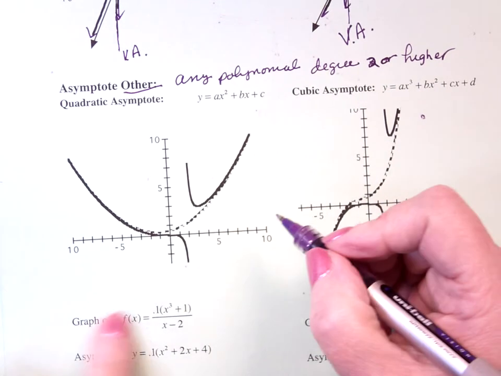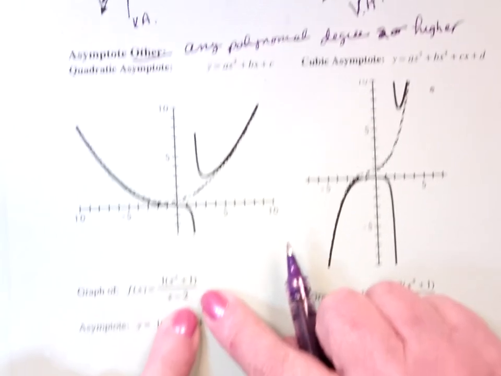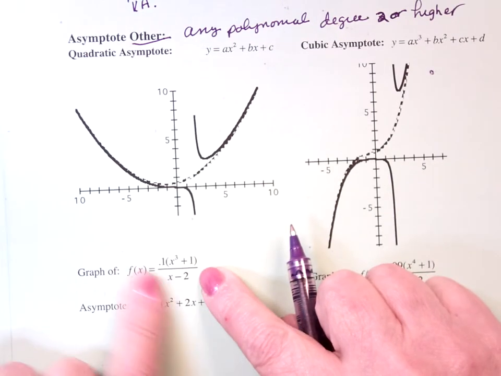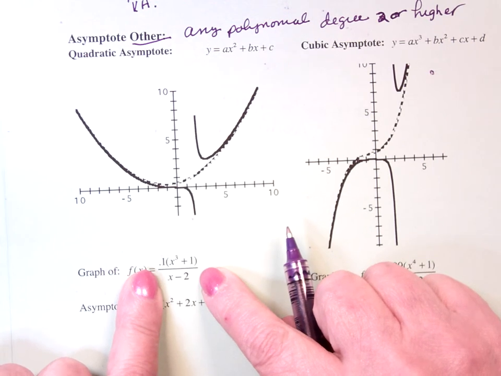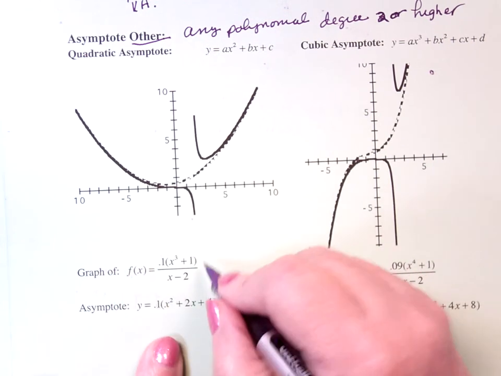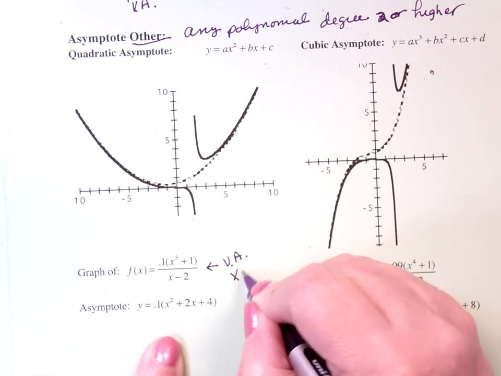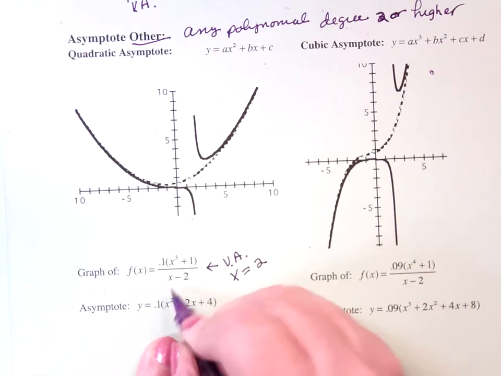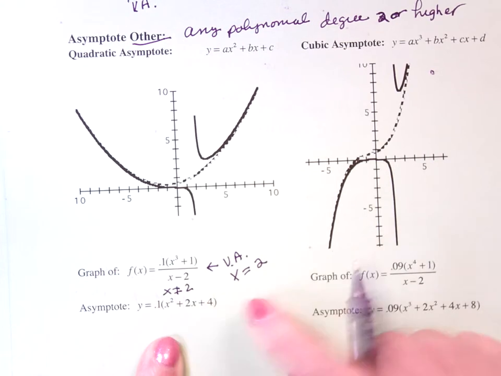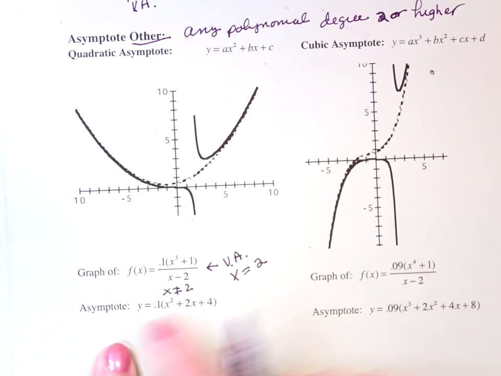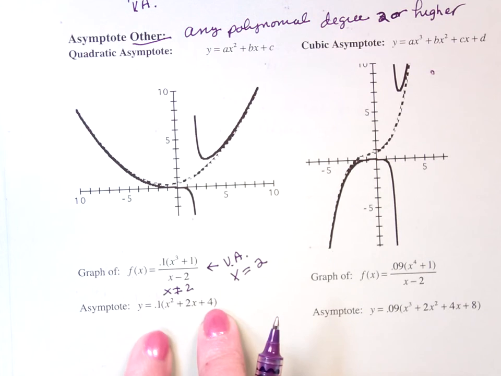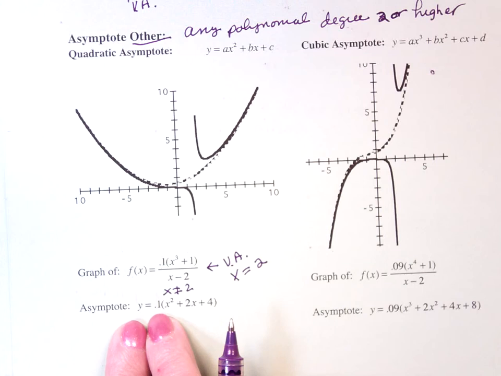And what I want you to notice is this. Here is the problem right here. I did a vertical shrink factor of 0.1 in order to get this graph to look the way it does. I notice that it has a VA at x equal 2 because x can't be 2, so the VA is at x equal 2. And we'll talk about how you find the end behavior. The end behavior asymptote is 0.1 times x squared plus 2x plus 4.